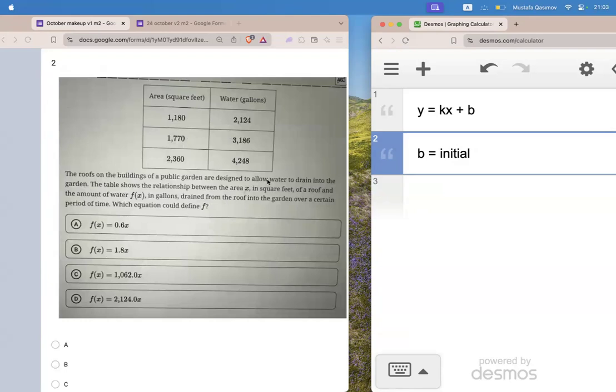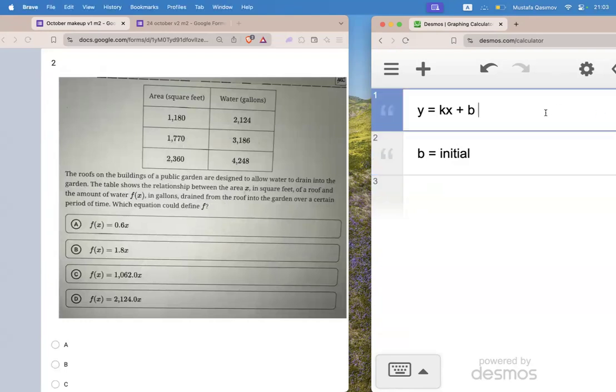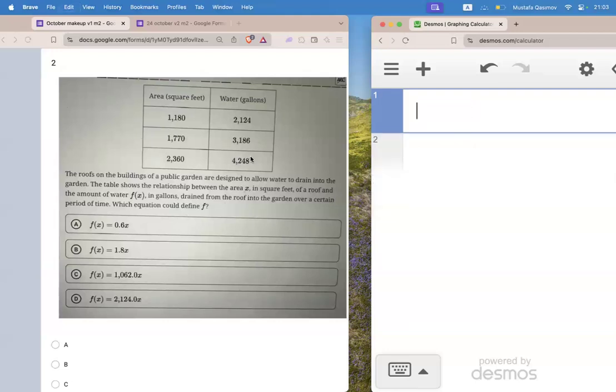Second one, which of the following is the equation of this table? We can create a table in decimals. We can write y is equal to kx plus b. Actually, we don't need it, maybe. You can see that we don't have the b part here.